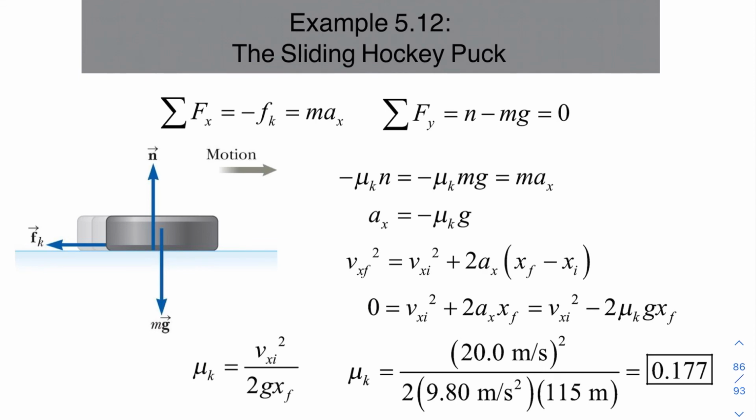If you substitute the value with 20 meters per second squared, and g is 9.8, and your x final is 115, you will get the value of your μk is 0.177.